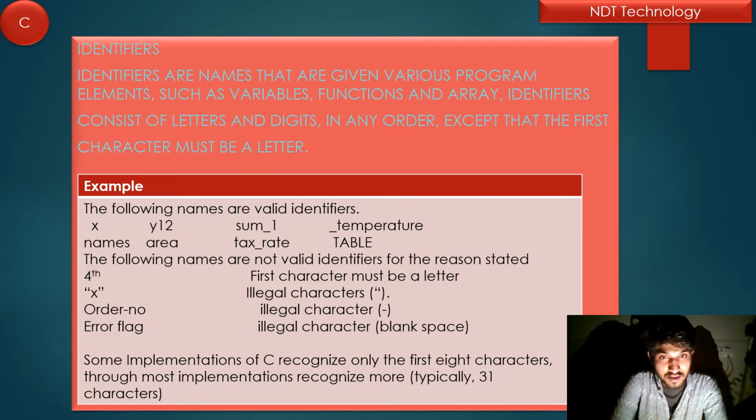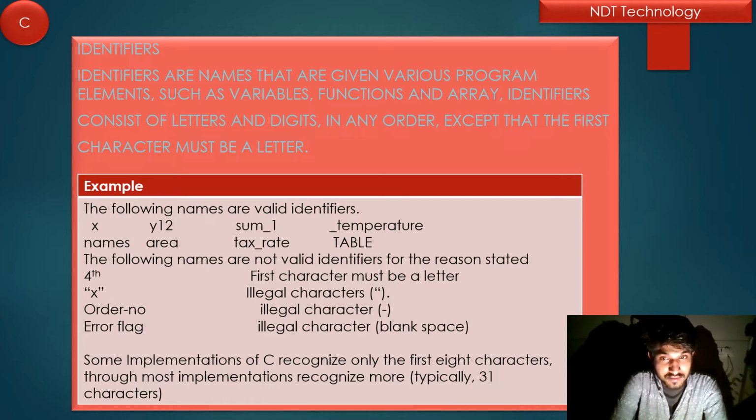So look, I am going to show you some examples for easy understanding. The following names are valid identifiers: X, Y12, sum_1, _temperature, names, area, tax_rate, and table. So here you can see we are using characters and digits both, special characters, digits, uppercase, lowercase. So these are valid identifiers.